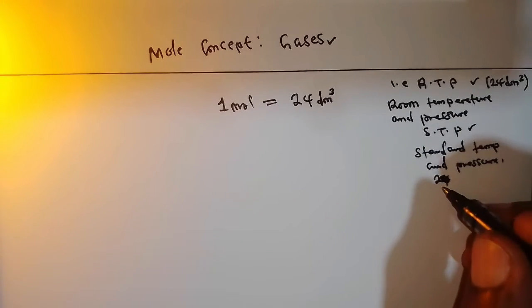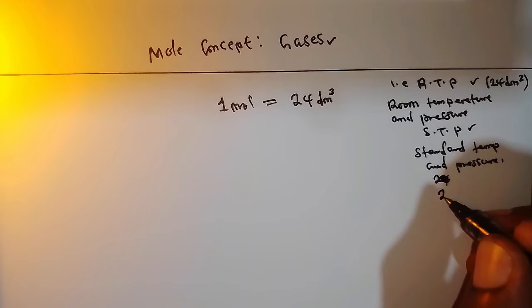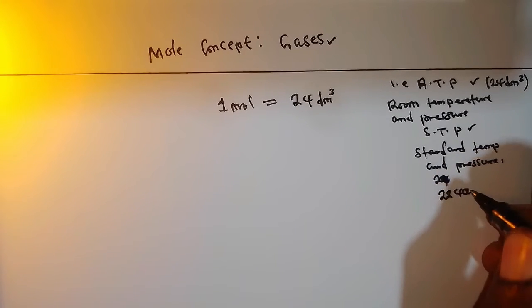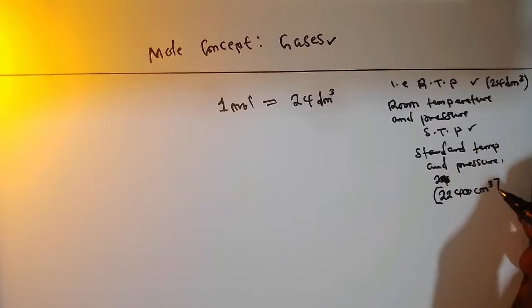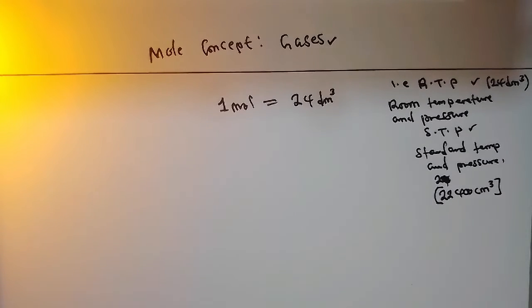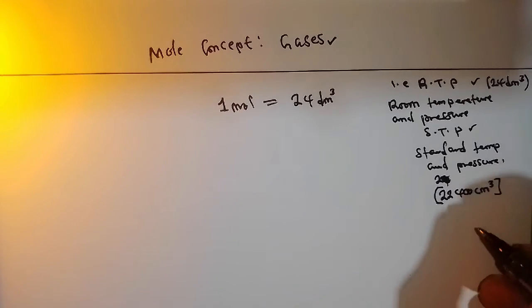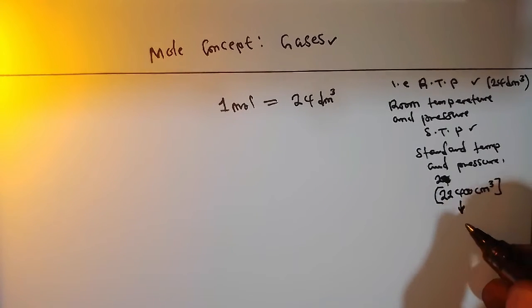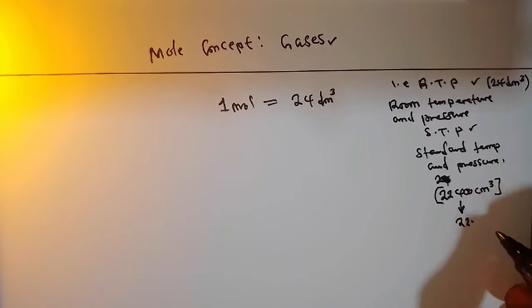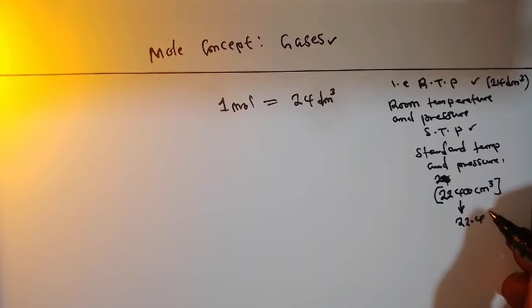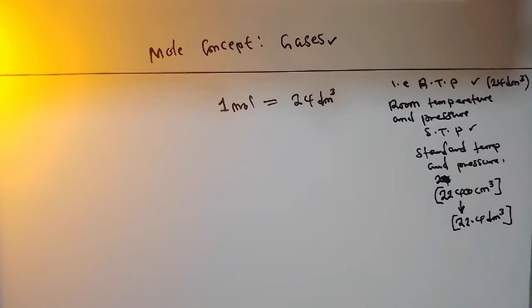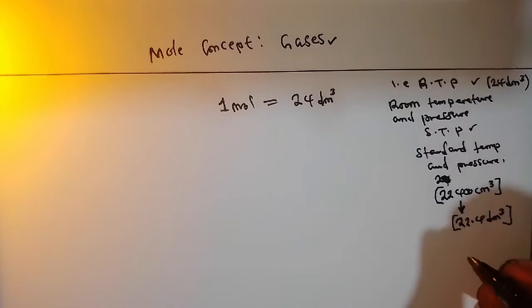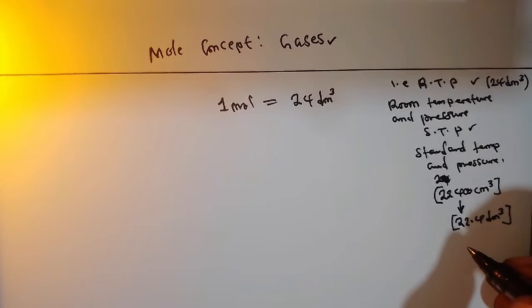So now the volume is somewhere around 2,400 cubic centimeters. So kind of this one, probably, I think, not mistaken. When you compare to decimeter, you have 2.4 decimeter cubic. So these are the most standard things that you understand about gases.